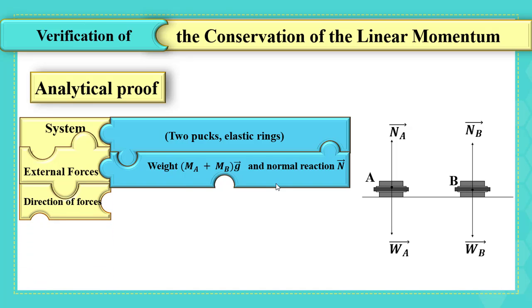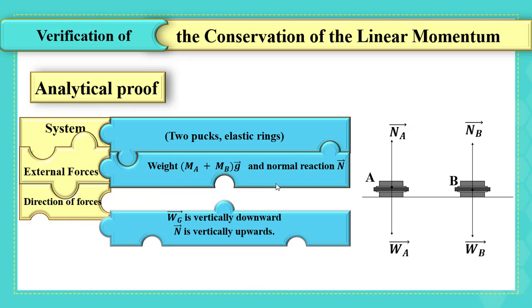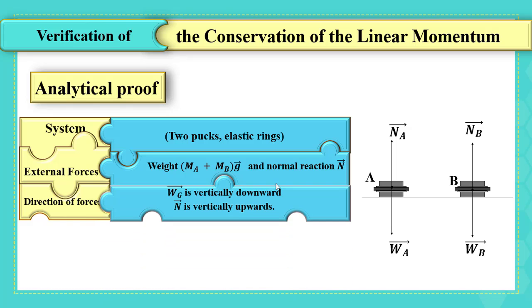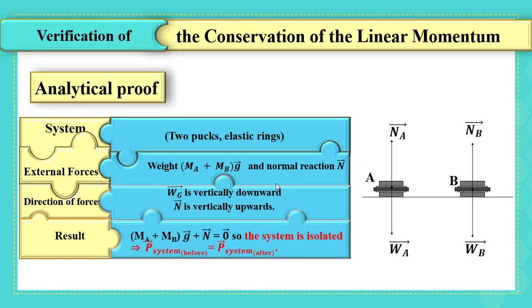What are the directions of these forces? Weight is vertically downward, whereas N is vertically upwards. What's the result then? If we add these two forces, the answer is the zero vector, so the system is isolated. Then the linear momentum of the system before collision is equal to the linear momentum of the system after collision. Be careful that these steps are important to you in solving some problems.